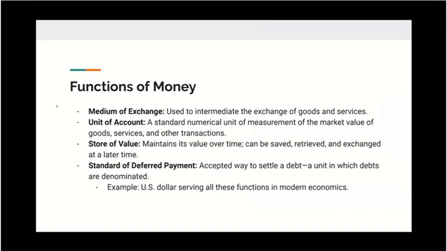So money serves several key functions in an economy. First, it acts as a medium of exchange, which simplifies the process of buying and selling goods and services. It also serves as a unit of account, which provides a common measure of all goods and services, which makes trade more straightforward, as well as a store of value, where money can be saved today and then used in the future, which helps it retain its value over time. And lastly, it functions as a standard of deferred payment, meaning it is widely accepted as a way to settle debts. So an example here is the US dollar, which is used globally for these purposes.